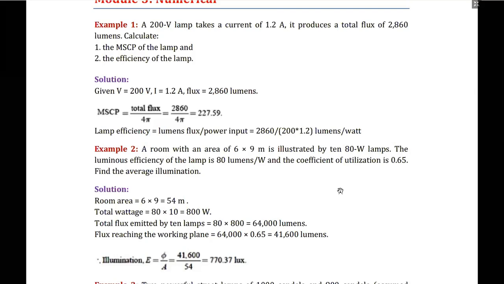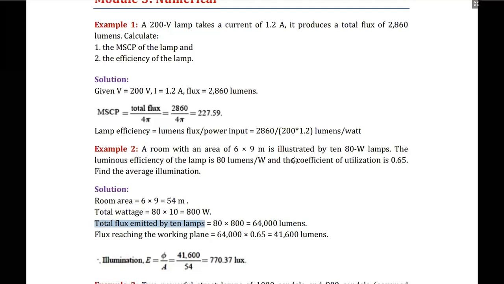So the total flux which will be emitted by all the 10 lamps will be equal to how much? 800 into 80, since each lamp is illuminating 80 lumens per watt. So 80 lumens into the total watt. So what is total watt? 800. So 80 into 800, that is equal to 64,000 lumens. This is the total flux which is emitted by all the lamps which is switched on in a room.